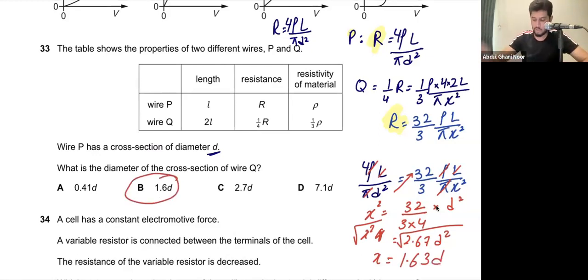Right. You can do the same thing using ratios as well. You can also say R equals rho L upon A and do it using that method. But because there are so many variables involved, students tend to get confused, but it's doable.